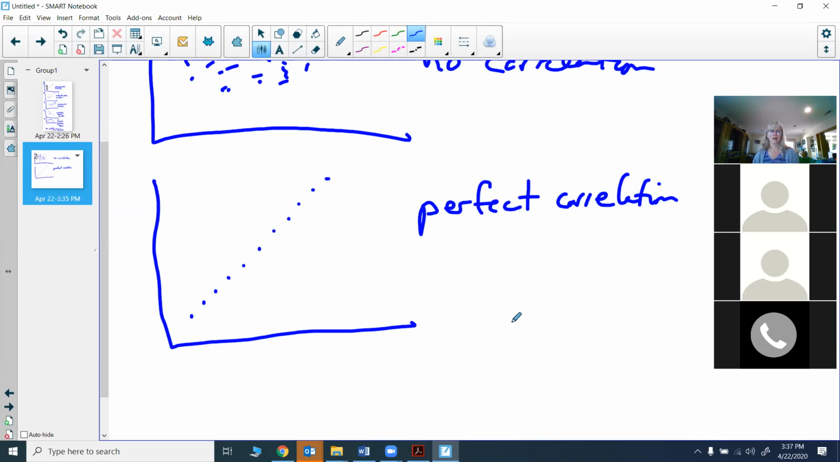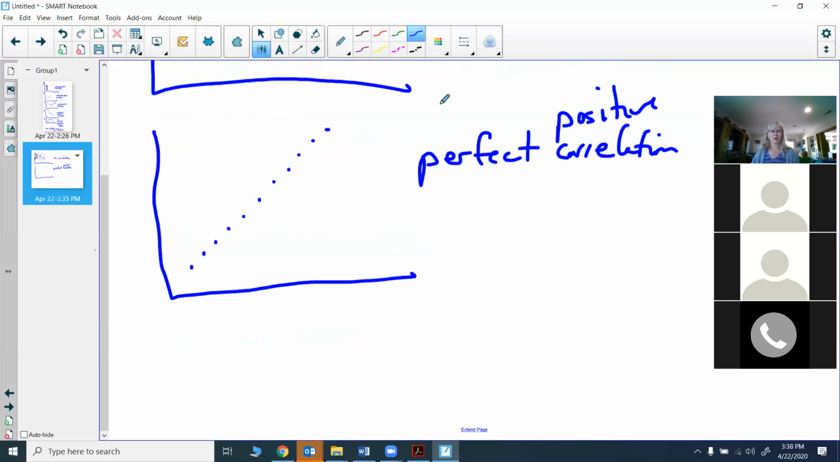Okay. Is this one positive or negative? Positive. So this one is perfect positive correlation. One more. I bet you can guess what I'm going to draw. Perfect negative. Yeah. So this one is perfect negative.